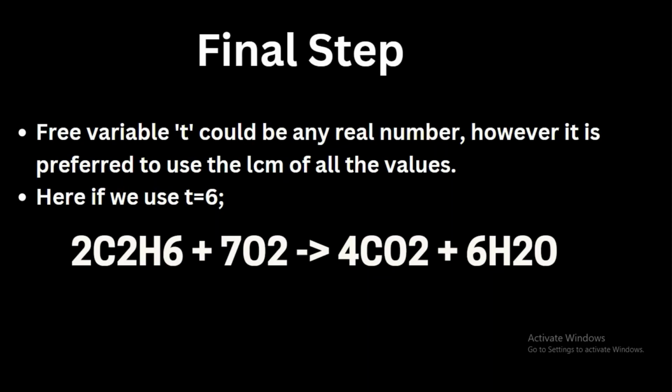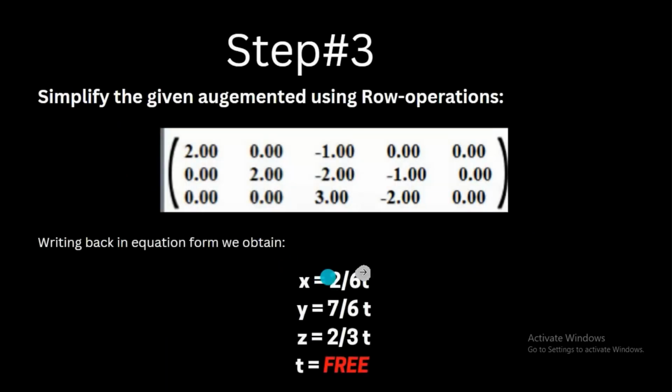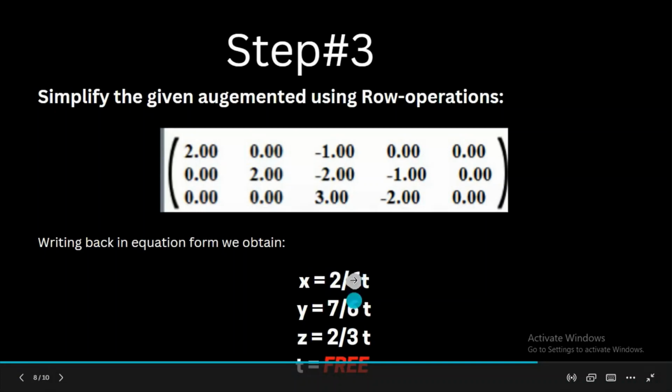However, it is preferred that you use the t variable, which is the LCM of all the other values. For example, if I use a 6 here, I know that the LCM of these three other variables which I've got, 2 over 6, 7 over 6, and 2 over 3, the LCM of all these three is 6.